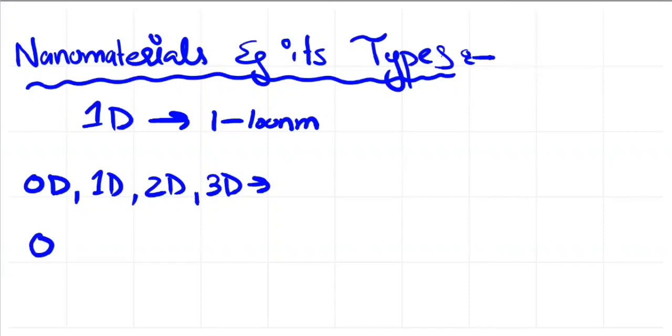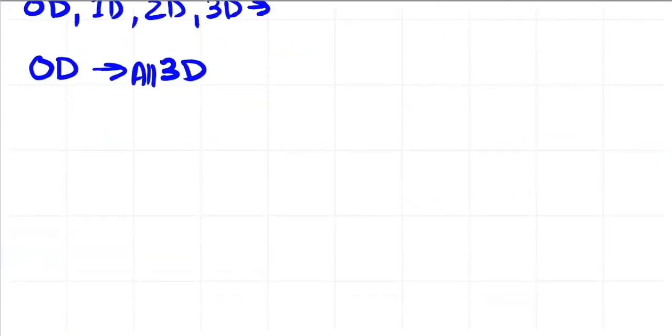So first of all, what are 0D nanomaterials? 0D nanomaterials are the materials that are confined in all three dimensions. All three dimensions. It means that the particle is not supposed to move in any of the directions. And I can portray it like this. Suppose this is a nanoparticle. We can also say quantum dots or nanodots.